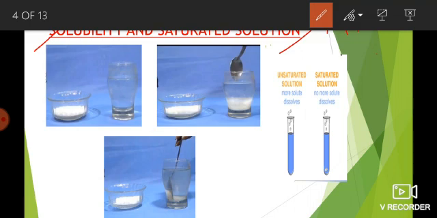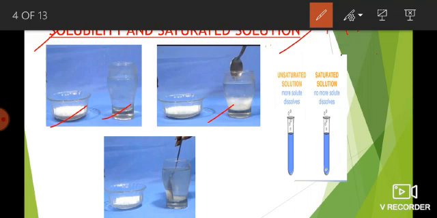For this, again we have to take a glass. As you can see in the picture, we have taken a glass half filled with water, and then we have to add a teaspoon of sugar. See here, a teaspoon of sugar in it, and stir it nicely. What will we observe? The sugar gets dissolved. Then again we have to add another teaspoon of sugar, and then again stir it. What will we observe again? That it will again dissolve in water.